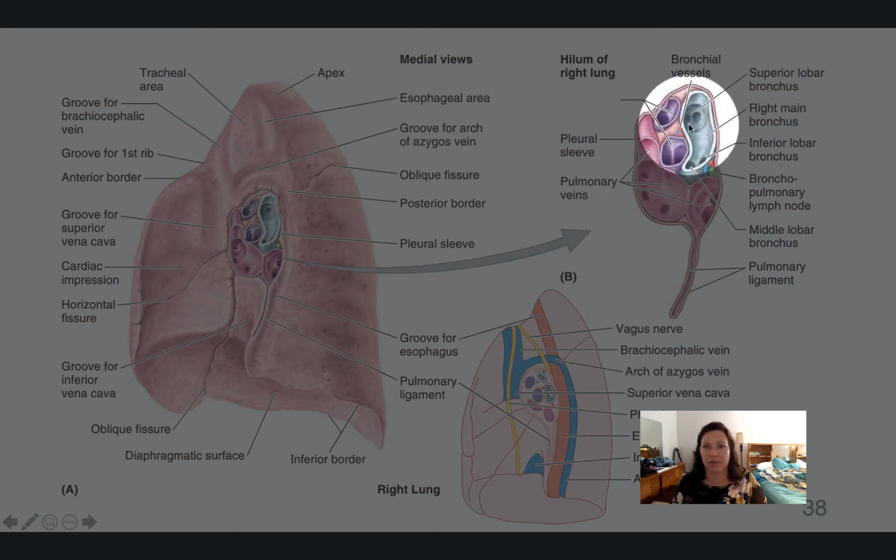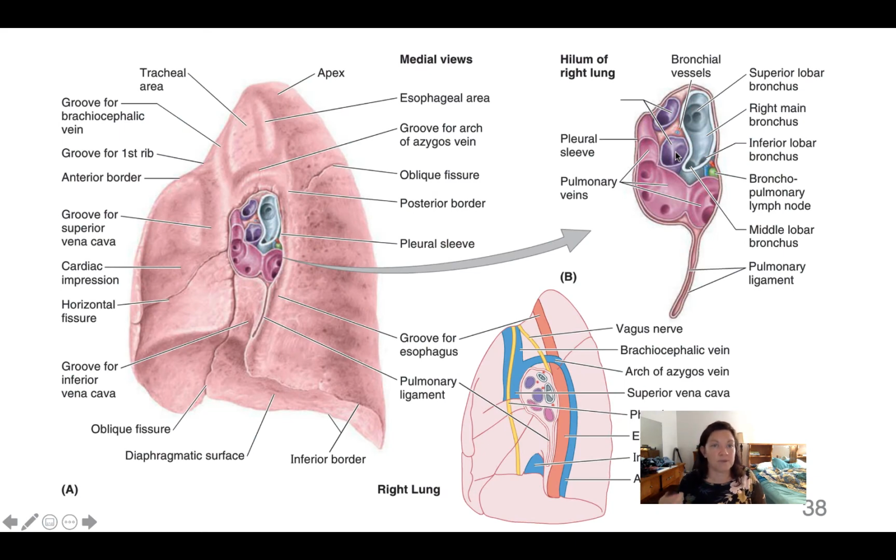If you look up here, and I would not expect you to discern this from a section anatomically, but you should know it theoretically, that if you're told that there are superior, middle, and inferior lobar bronchi, immediately you know you're in the hilum of the right lung.